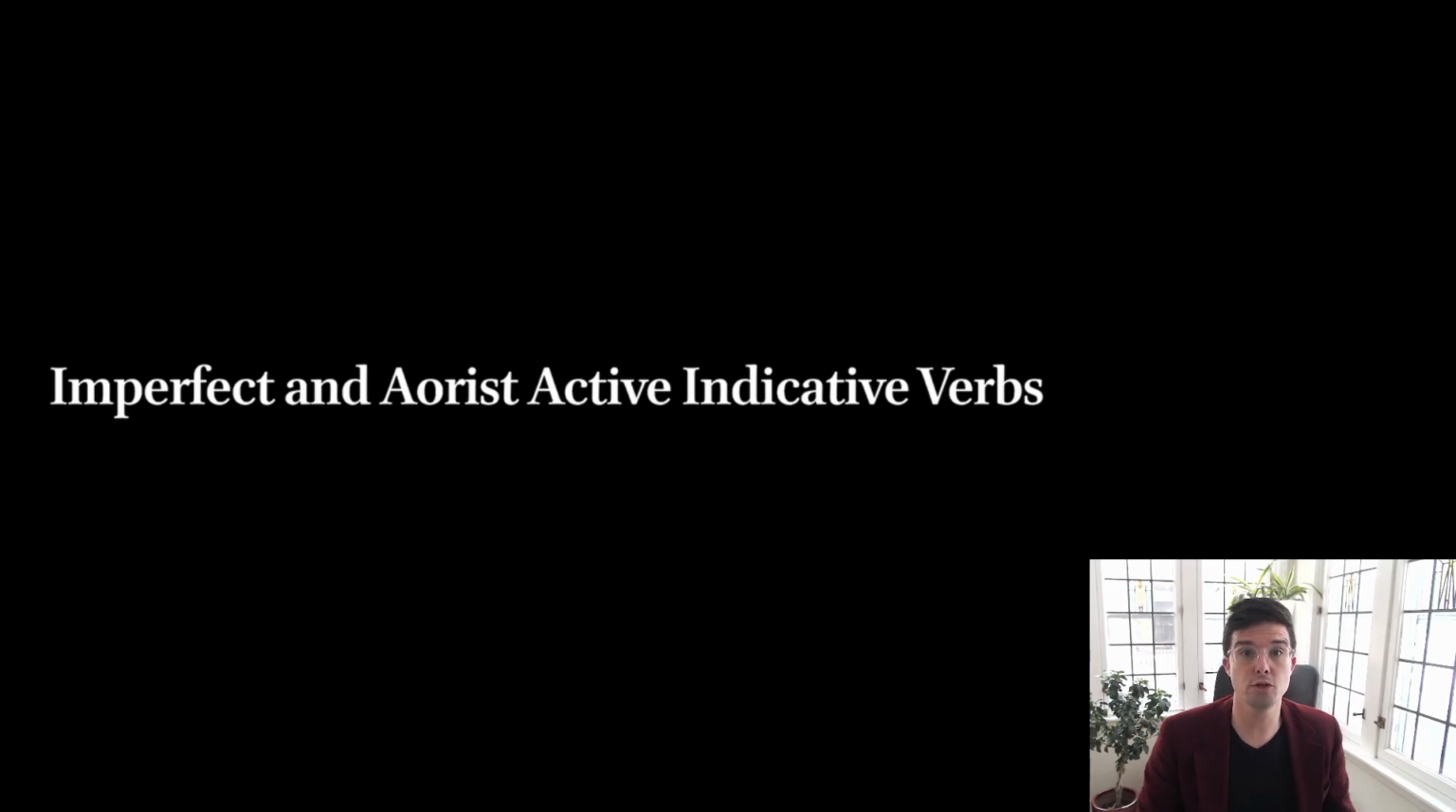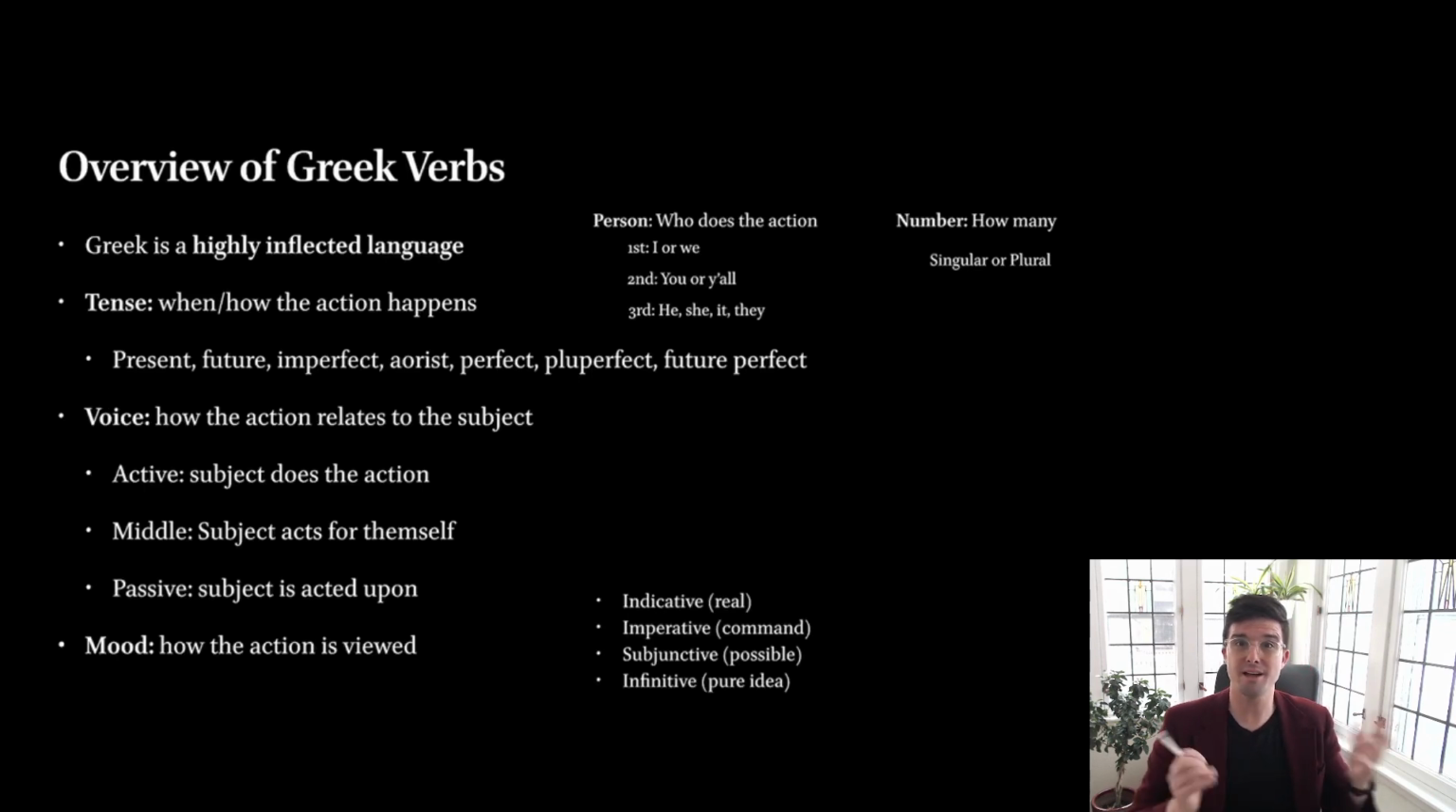This video introduces the Koine Greek imperfect and aorist active indicative verbs. As always, when we come to verbs, I'm going to repeat myself once again and tell you that Greek is a highly inflected language. Greek changes the form of words, both nouns and verbs, based on the grammatical function and form of that word in a given sentence.